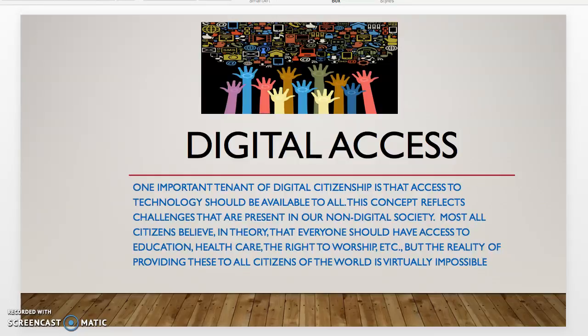Digital access is one important tenet of digital citizenship, that access to technology should be available to all. This concept reflects challenges that are present in our non-digital society. Most citizens believe in theory that everyone should have access to education, healthcare, the right to worship, etc. But the reality of providing these to all citizens of the world is virtually impossible.